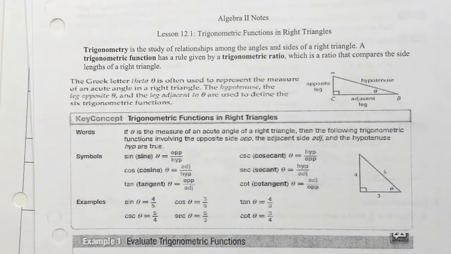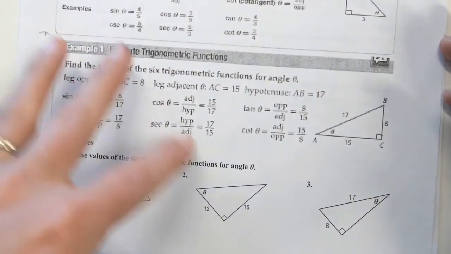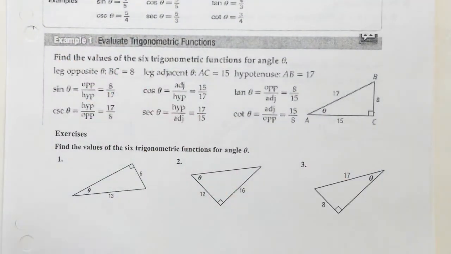Alright, I'm going to skip all this part and move down to where it says evaluate trig functions. This is only dealing with right triangles when you have these 6 trig functions that I'm about to talk about. There's 6 of them.